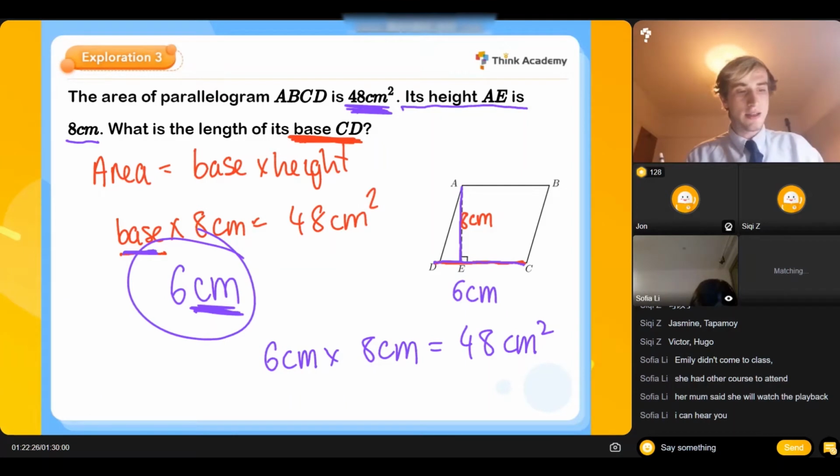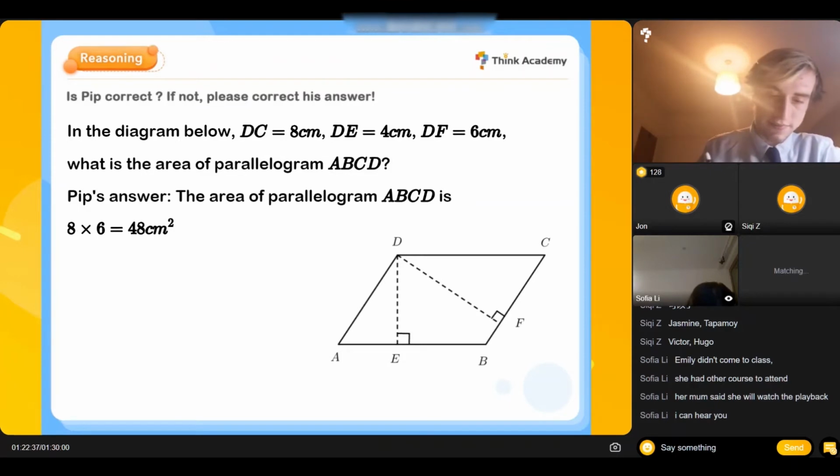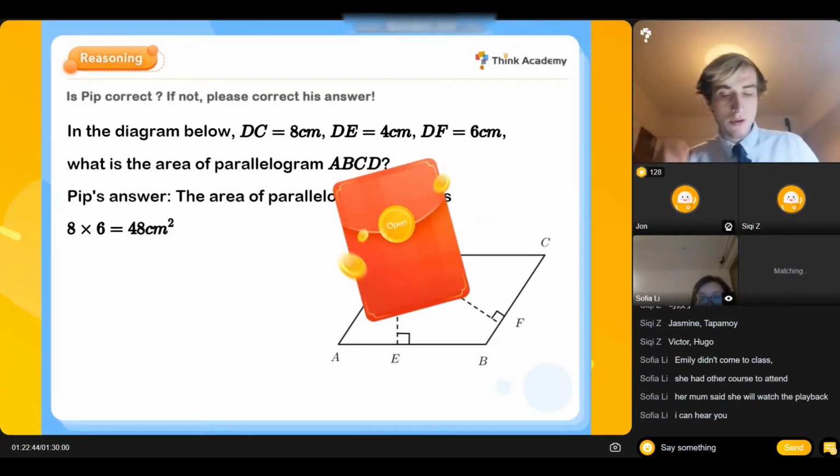Good stuff, guys. Okay, we've got a reasoning question here. So this is a good opportunity for you to show me that you're understanding now. I'm going to give you a vote, right? Okay, fine, I forgot. I'm going to give you lots of coins in this packet because you're doing very well. We're almost at the end of the lesson.